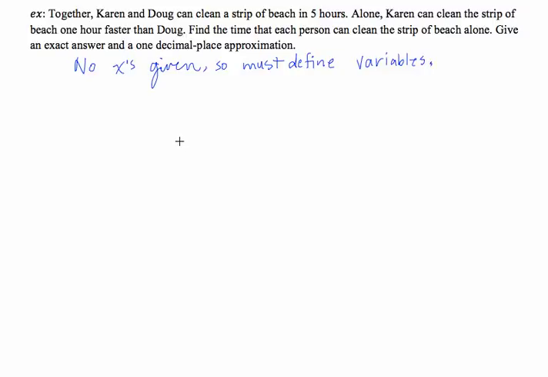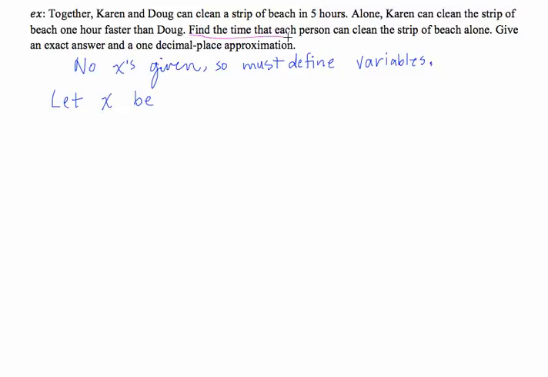Okay, so a simple way to do it is to let x, let's see, now let's read it again. Together, Karen and Doug can clean a strip of beach in 5 hours. So together, it takes them 5 hours to clean a strip of beach. Alone, Karen can clean the strip of beach 1 hour faster than Doug. Okay, find the time that each person can clean the strip of beach alone. Now that's my key for where I'm going to get how to define x.